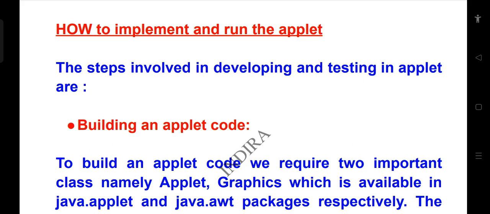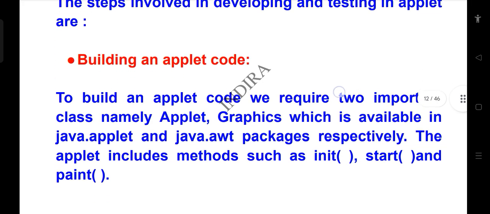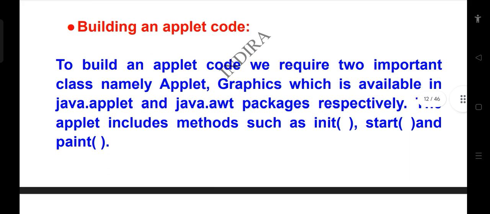So if the applet runs successfully, execution will happen successfully. Some steps are there to implement and run the applet. The first step is building an applet code, like programming, coding, sorry, like HTML only. To run the HTML, we need tags. Without tags, we can't run HTML. Like that, applet programs need coding. So here applet coding is very essential.